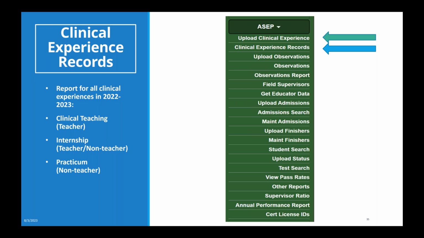EPPs can create this record either manually through the clinical experience records option or in bulk through the upload clinical experience option. To create a record manually, search on the TEAID number of the person whose record you want to create, and then select Add Record. This option is also useful if you need to edit a record that is already in place. Note that a record cannot be edited if there are observations tied to it. To create records in bulk, create a CSV formatted file containing the information in the upload instructions, and then upload the file.